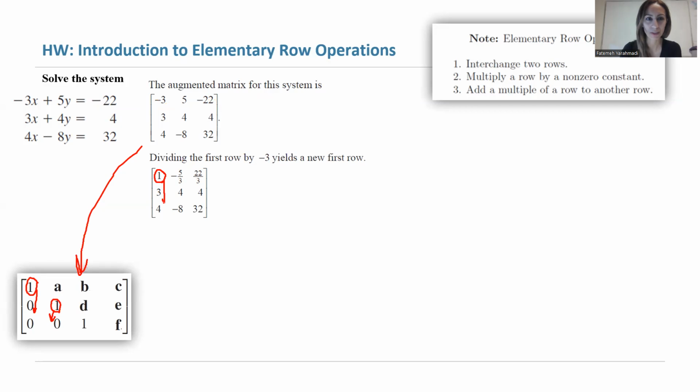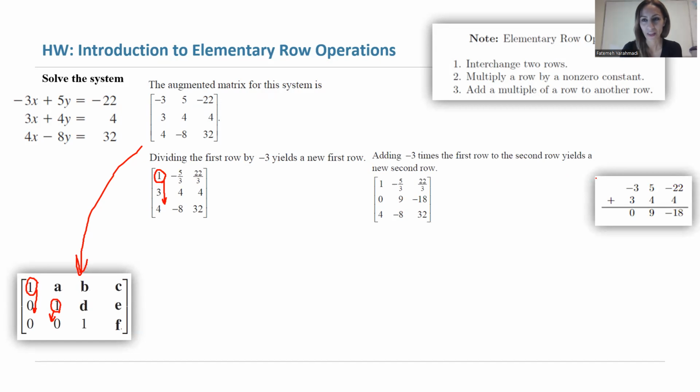Everything down here must be equal to 0. So you can basically say that, okay, I could go back to the first row and just add it to the second row, which is basically the same thing that we're going to do here. We're going to multiply the first row by -3 and add it to the second row. What is the algebra behind it? Take a look at your algebra. The algebra is -3, 5, -22, added to the second row, 3, 4, and 4, which gives you 0, 9, and -18, which is basically your second row here.